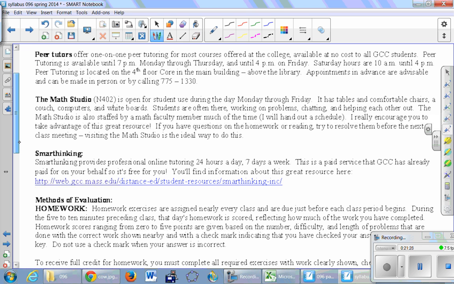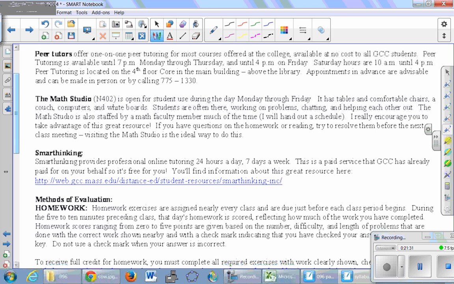The Math Studio is right across the hall. Raise your hand if you've never used the Math Studio before. Okay, just a few. So in a nutshell, the Math Studio is this space right across the hall. It is often staffed by a math faculty member who's there to answer questions that you might have on homework or if you're studying for a test. I will hand out the schedule when the studio will be covered by math faculty as soon as it's printed. It should be in soon.